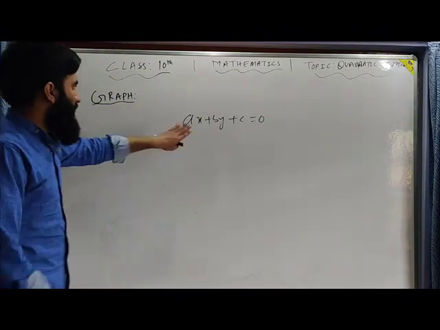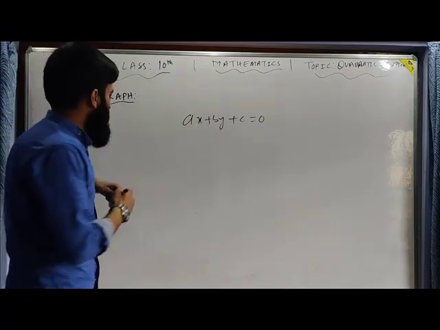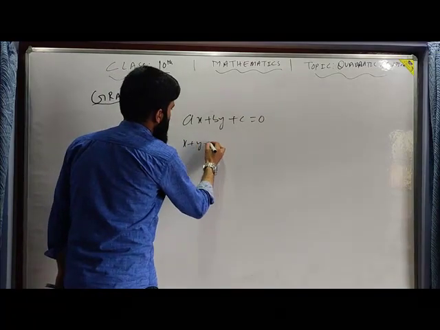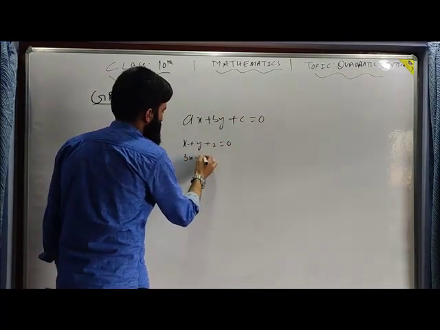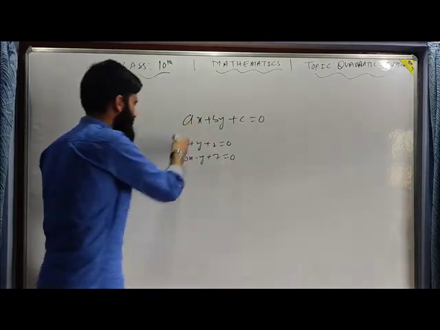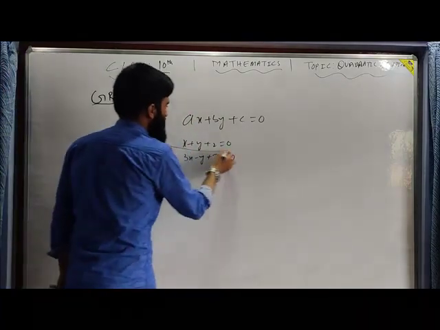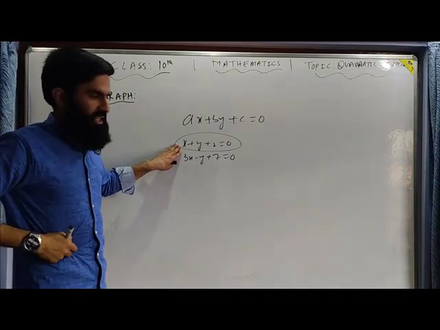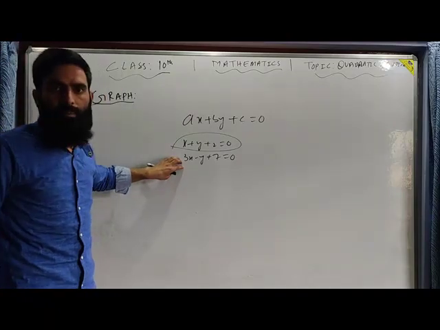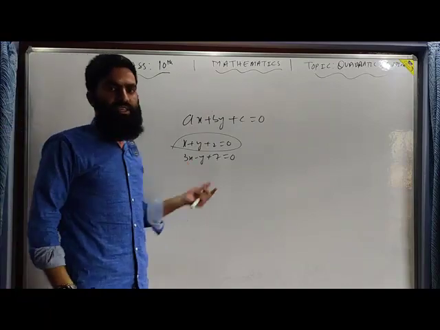Okay, so if you have x plus y plus 2 is equal to 0, or say 3x minus y plus 7 is equal to 0, these are two linear equations. If you sketch these on a Cartesian plane, you will obviously get a straight line.